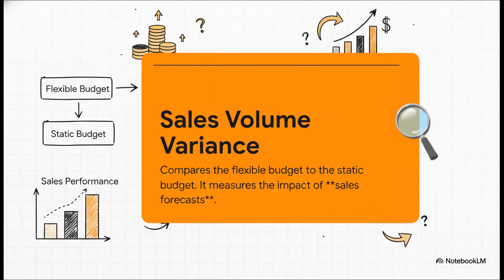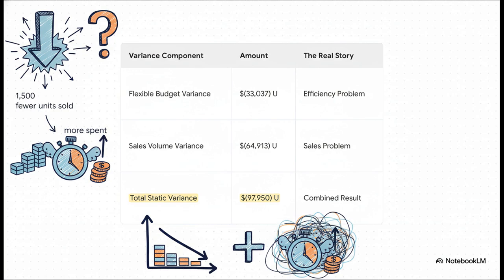The second piece is the sales volume variance. This is purely about sales performance. It answers, how much of our problem was simply because we sold a different number of units than we planned to in the first place? So check this out. This breakdown tells the real story.